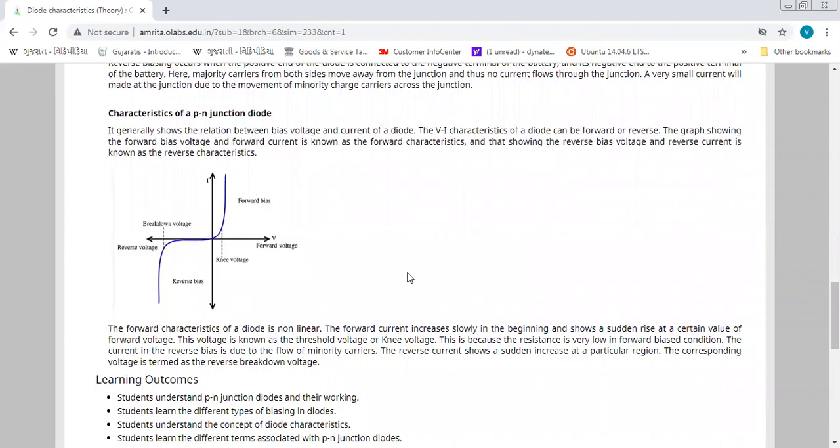In the upper half, you can plot the graph of V versus I for the forward bias. In the lower half, you can plot V versus I for the reverse bias. So you don't need to do two different graphs.